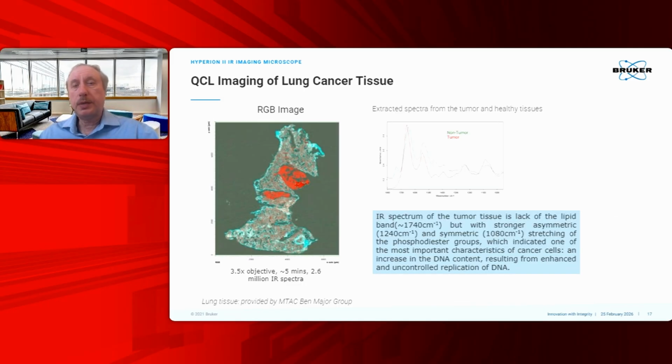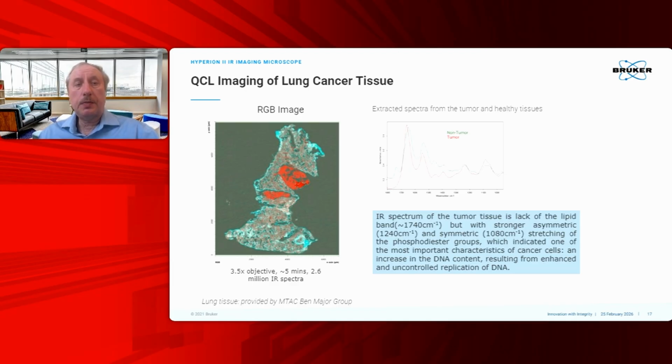One of the applications for this type of research is differentiation between cancerous and non-cancerous tissues. This is an example of imaging of lung cancer tissue. There are some bands on the spectrum of this tissue. The bands at 1240 and 1080 wave numbers are characteristic bands for the cancerous types.